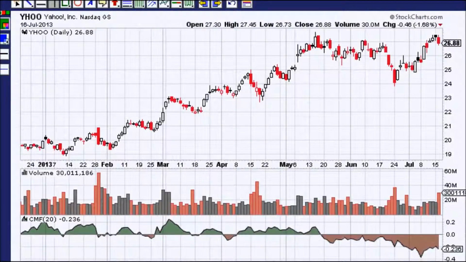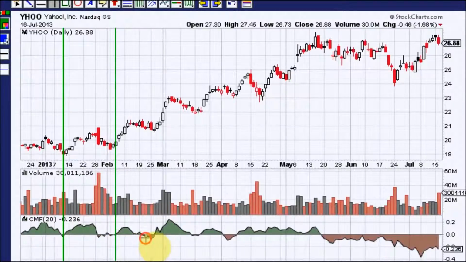Now let's take a look at the CMF in action on a stock chart for Yahoo. Okay, it's a very good stock for doing technical analysis on. Let's talk about the crossovers of the zero line first. Okay, right here was a crossover of the zero line. The stock went up. Okay, here was another crossover from below the zero line to above the zero line. The stock goes up.